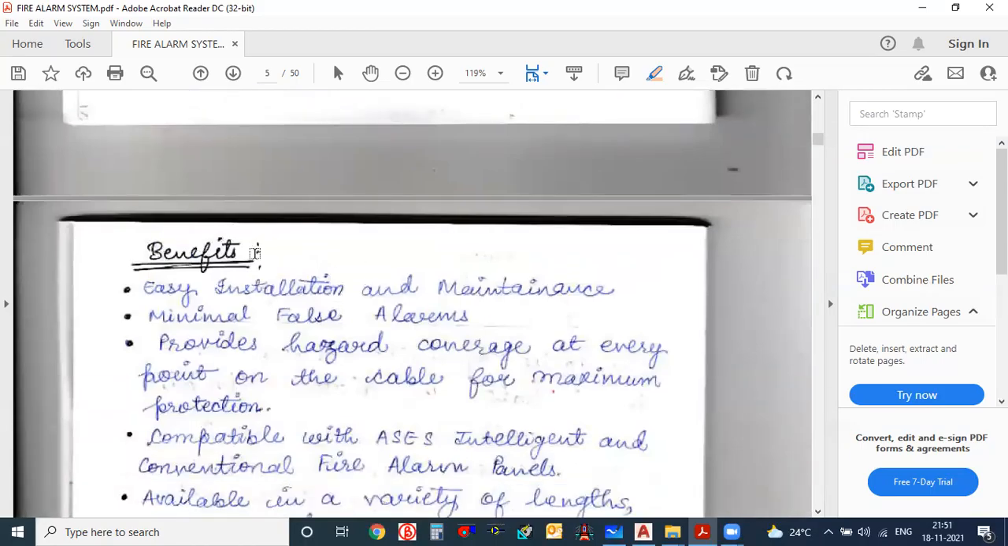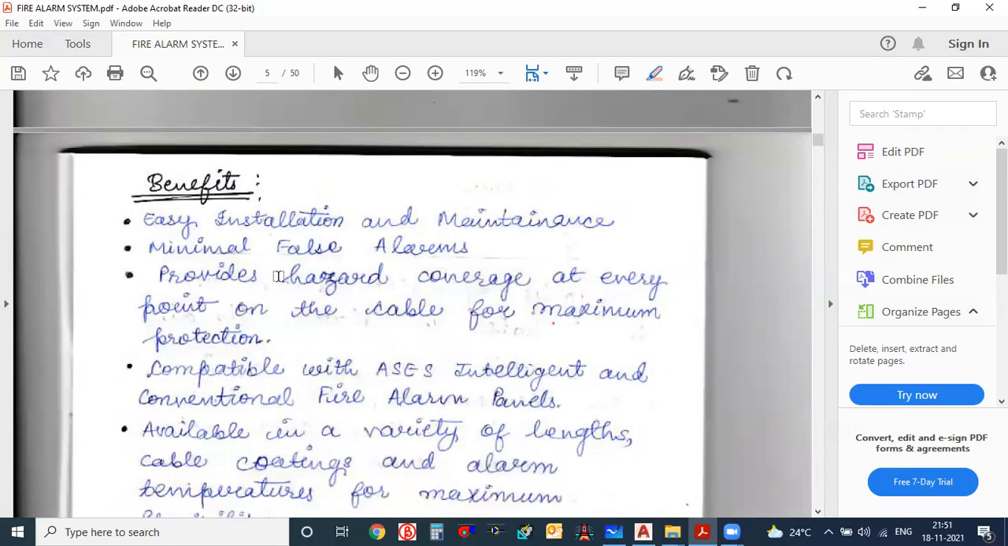What are the benefits, the advantages over the detector system? If you are installing LHS cable over detectors, what are the advantages? It is shown here. It provides hazard coverage at every point on the cable.